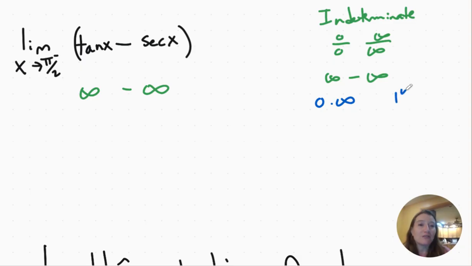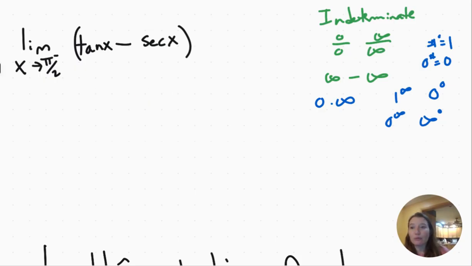1 to the infinity is in competition. 1 to any power should be 1, but anything to the infinity power should be infinity. 0 to the 0, because 0 to a number is 0, and a number to the 0 is 1, so that's in competition. 0 to the infinity and infinity to the 0, you can process those on your own. Those are all our indeterminate forms, and there are not separate L'Hopital's rules for how we handle them. Let's just see how this one plays out.